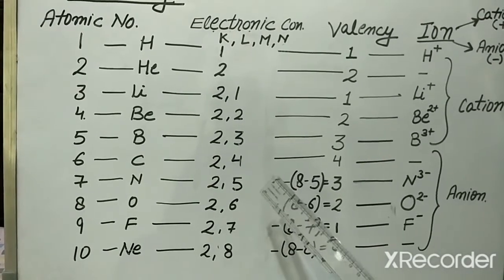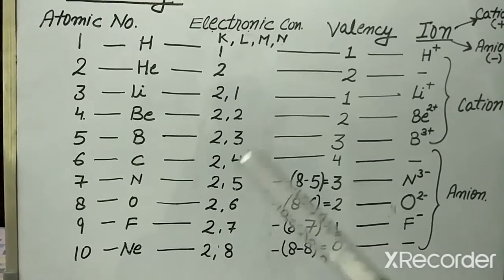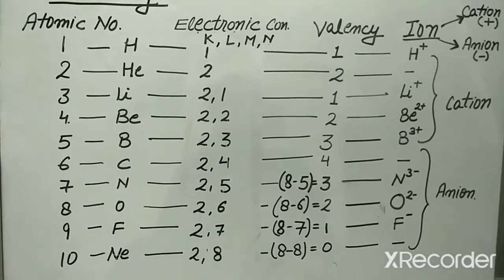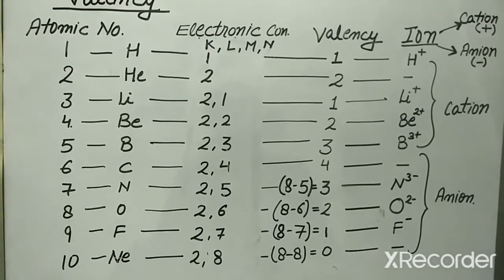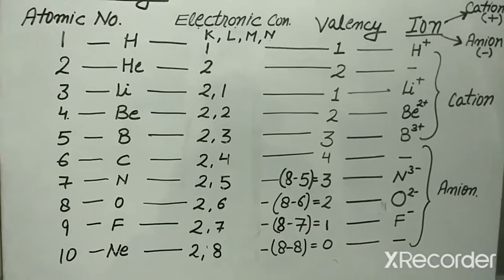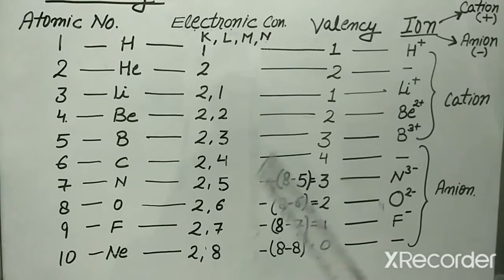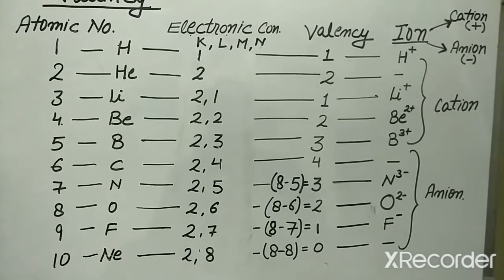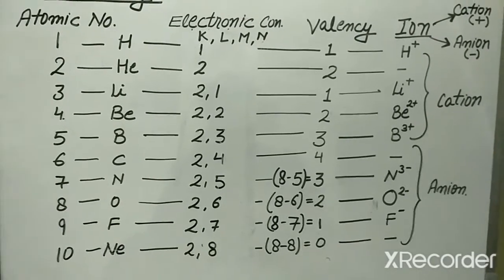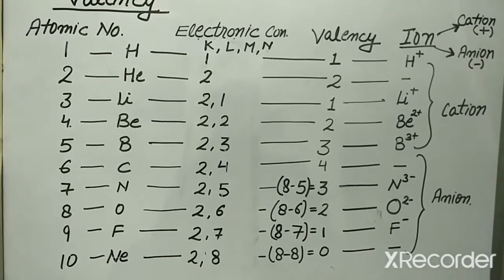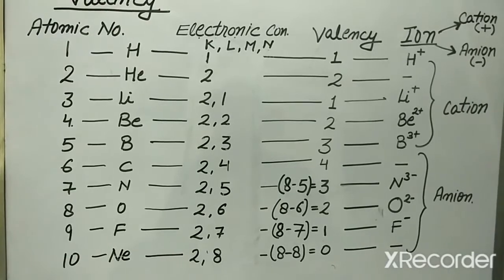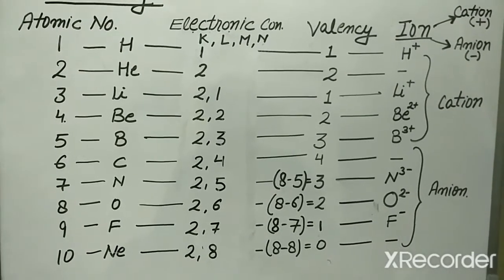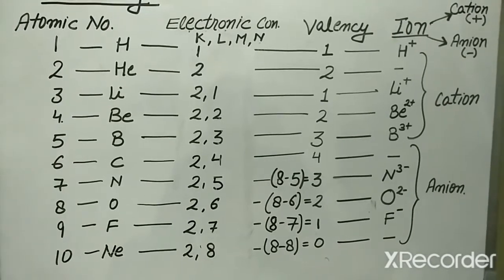Now another term comes, that is valency, which is different from valence electrons. Students get confused between valence electrons and valency. Valence electrons are the electrons present in the outermost shell, and valency is the combining capacity of an element. Means by how many electrons, by losing or gaining, the atom will be satisfied, that is valency.